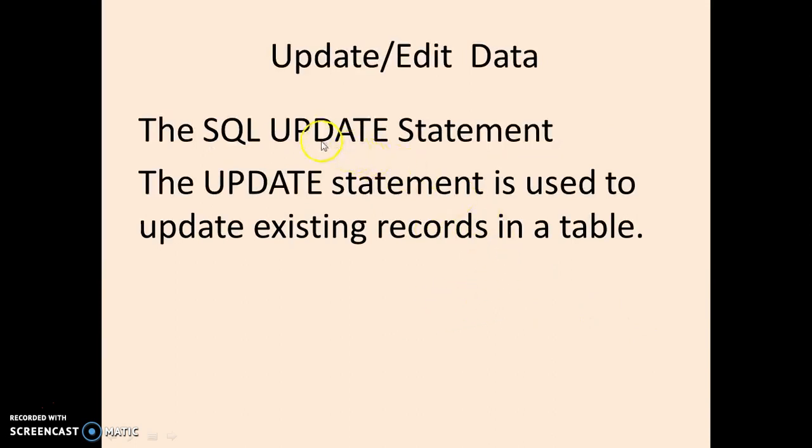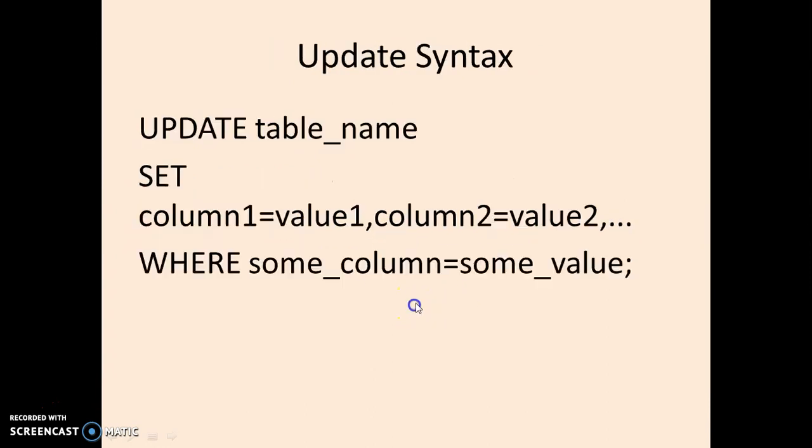In order to do that, we need to do the update statement, and that's used to update existing records in a table. So here's the syntax: update table, and we set column 1 to a particular value. So we can change the value of a particular column where the column is equal to some value. Where in the table you know what the value is, and what the column name is, and what the value actually is.